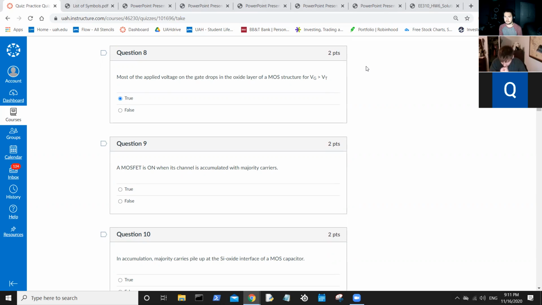Is it semiconductor? Is that what the S stands for? I don't want to remember that. I'll go with it. I think that's it. Yeah, I think that's it as well.